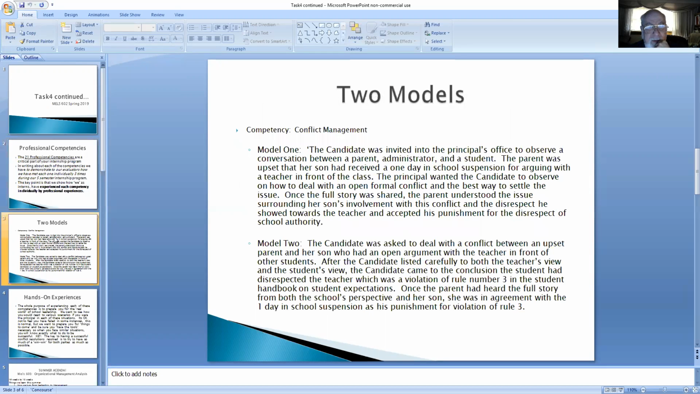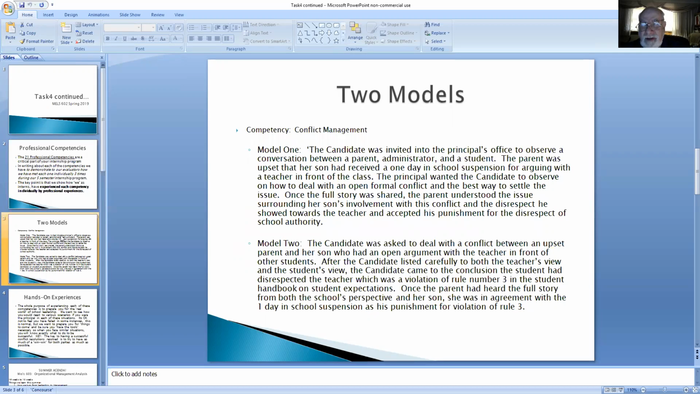Now here's what I want to get into about the 2 models. I keep running into this. You have to have a hands-on approach to each one of these competencies. Now, what do I mean by hands-on approach? I'm giving you 2 models here, for the competency of conflict management. In model 1, the candidate basically is an observer. They are asked by the principal to come in and sit and observe a conflict between a parent, a student, and the administration. The candidate just simply serves as an observer, taking notes or something.